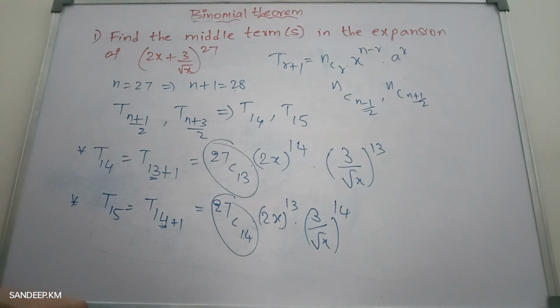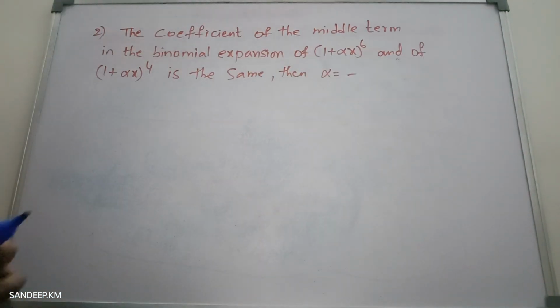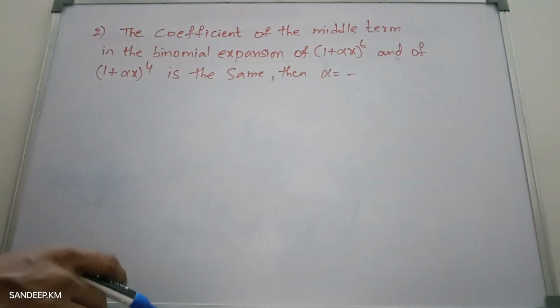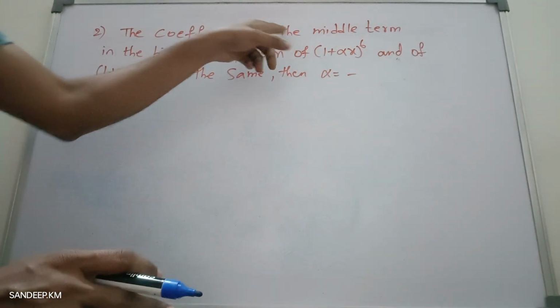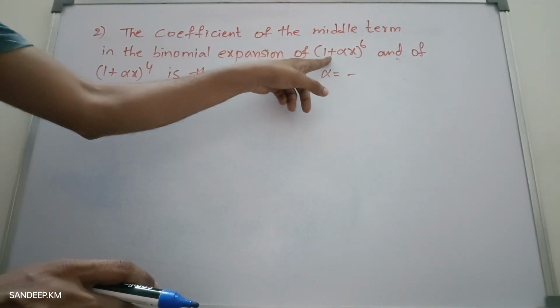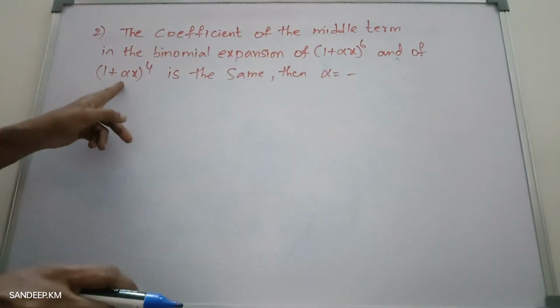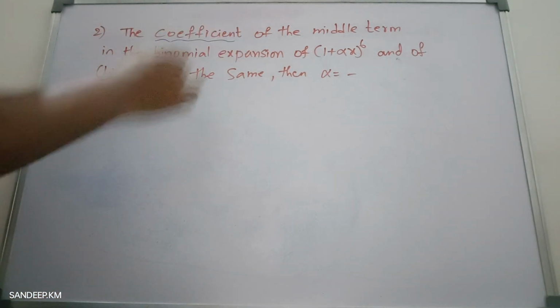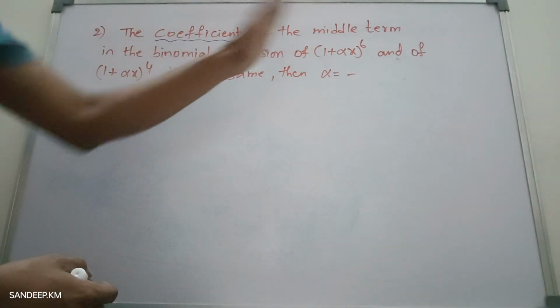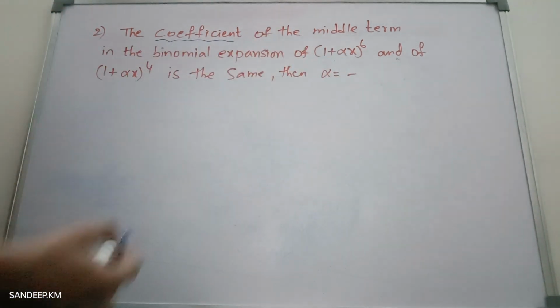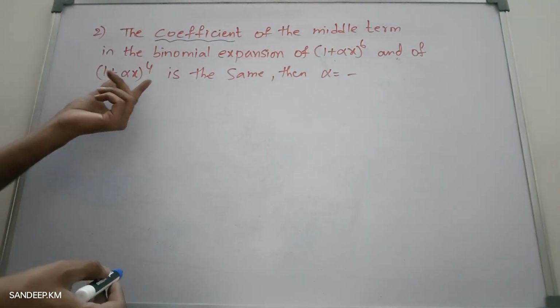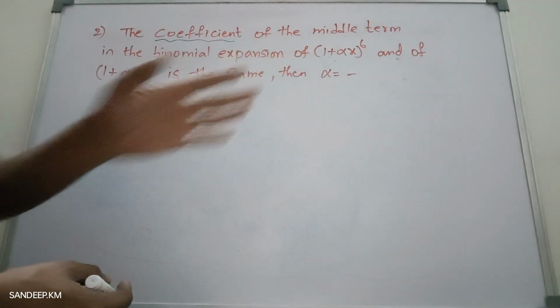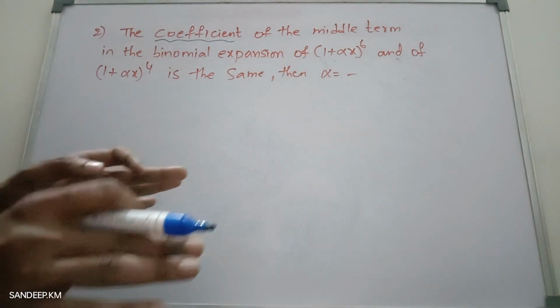We'll go with the second example. Here is our second question. The coefficient of the middle term in the binomial expansion of this and of this is the same. Once again, only the coefficient, please observe: the coefficient of the middle term in the first expansion and at the same time in the second expansion are the same, then what is the value of alpha? It's a very simple question, right?